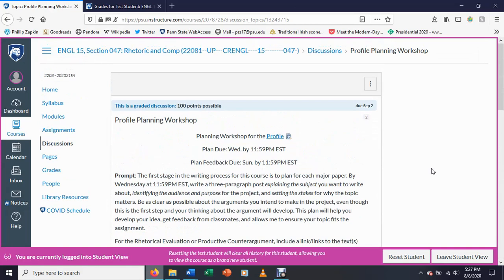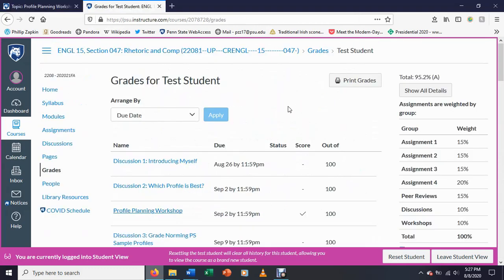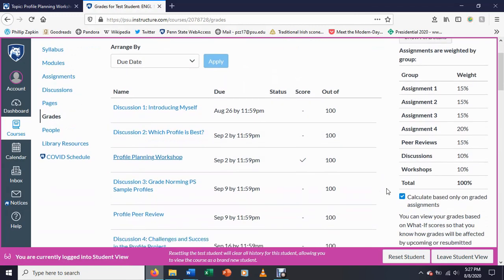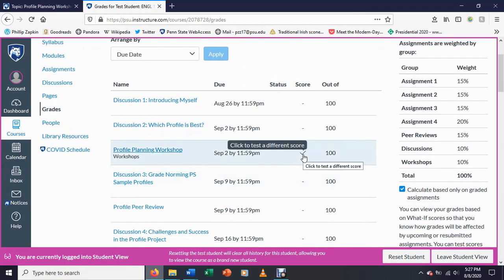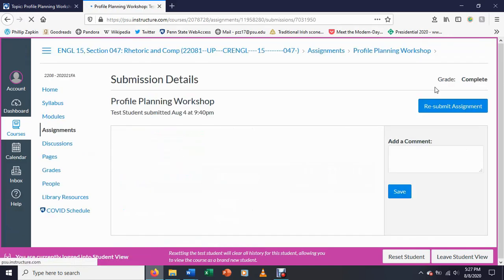Now, once these are graded, which will happen on Monday, you can go to the grades page. And along the side here, you've got a set of tabs. If you go to grades, you will see for these, you get a check mark right here. And if you click on that assignment link from here, it'll tell you what the grade is.